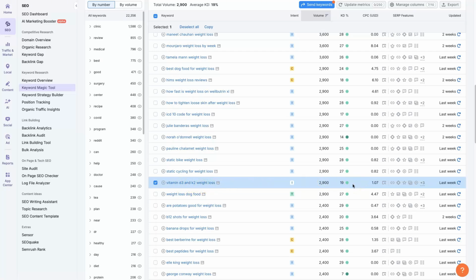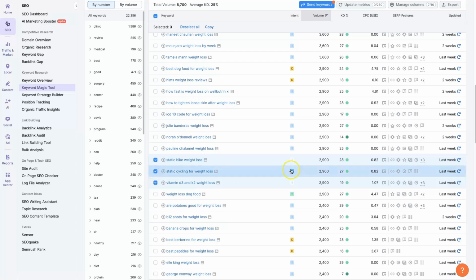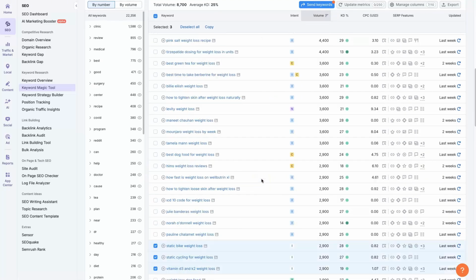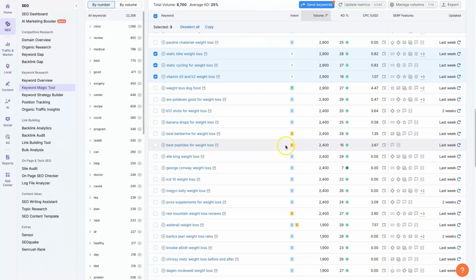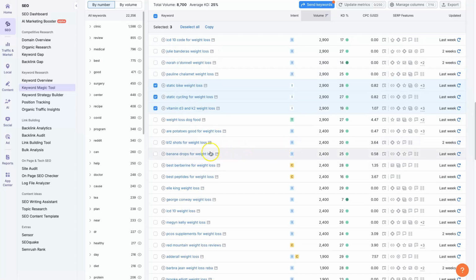Maybe we want to go and write an article about this, showing people how you can utilize vitamin D3 and K2 to lose weight, or different workout routines like using a static bike or static cycling. As we find some keywords, we can add them to a keyword list, or we can just export them here and start building out an Excel file with all of the keywords that we plan to utilize for our SEO purposes. So that, there's all the best peptides for weight loss.